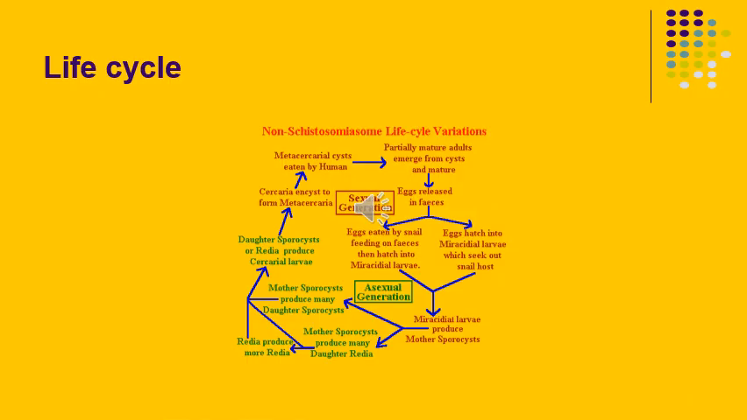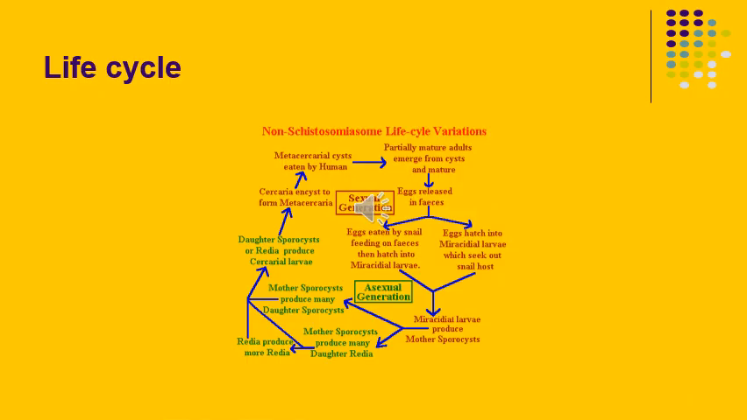You can see the cercaria, which encyst on the water plant, and they change to metacercaria, which can be eaten by humans or other vertebrates. Partially mature adults emerge from the cyst and mature. After maturation, they will release the eggs, and the eggs will be released out with feces. After the eggs are released, there are two ways.